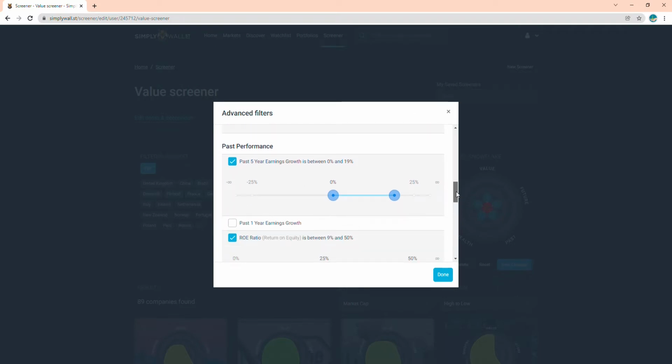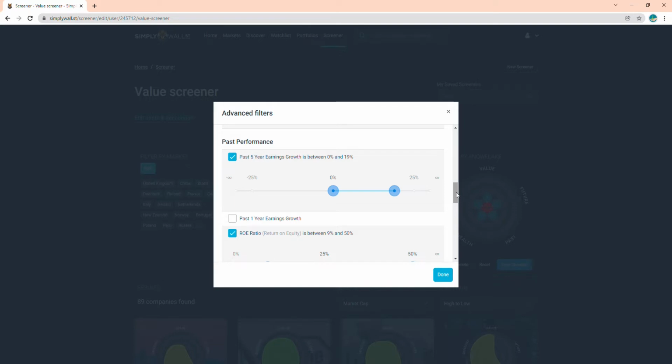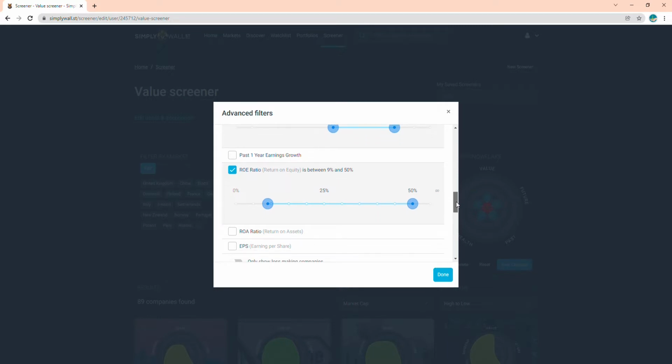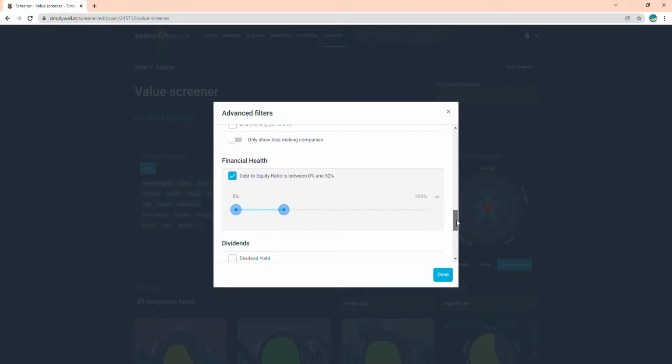In terms of past performance, this is something I like as well. I like to see companies with a past 5-year earnings growth between 0 and 19%. At least I want to see companies that are growing steadily. Again, it's tricky, because you can have companies that are very strong and growing very fast, but they can have a bad year. An example would be the pandemic. A lot of companies had negative growth during the pandemic, but it doesn't mean that they are bad businesses. It's just that there was a bad year. So take this one carefully.